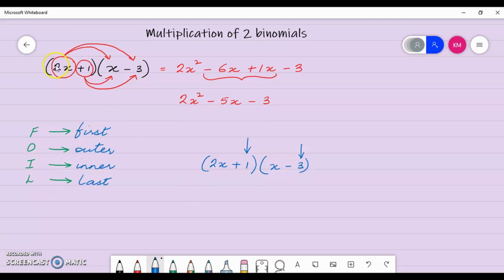If not, just remember I take my first term and I multiply it by each one of those terms in my second binomial. When I'm finished with that, I move on to that second term and I multiply it by each one of those terms in that second binomial. Let's try one more.